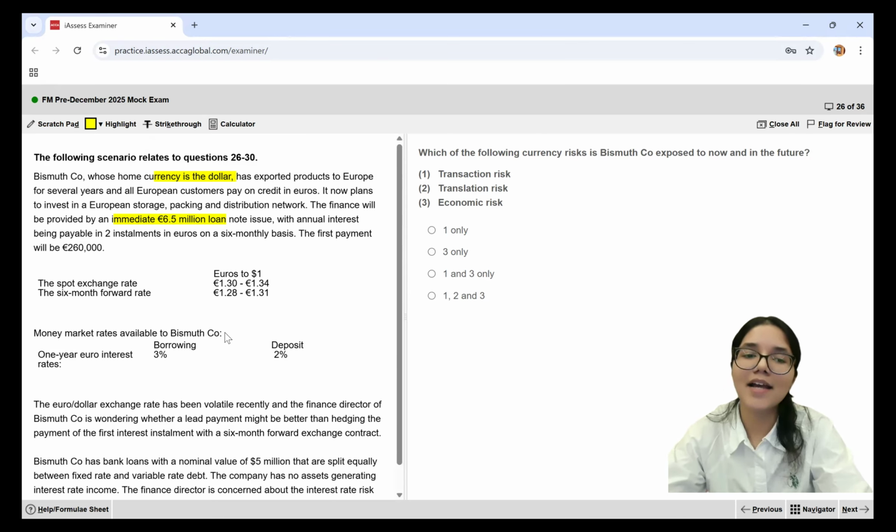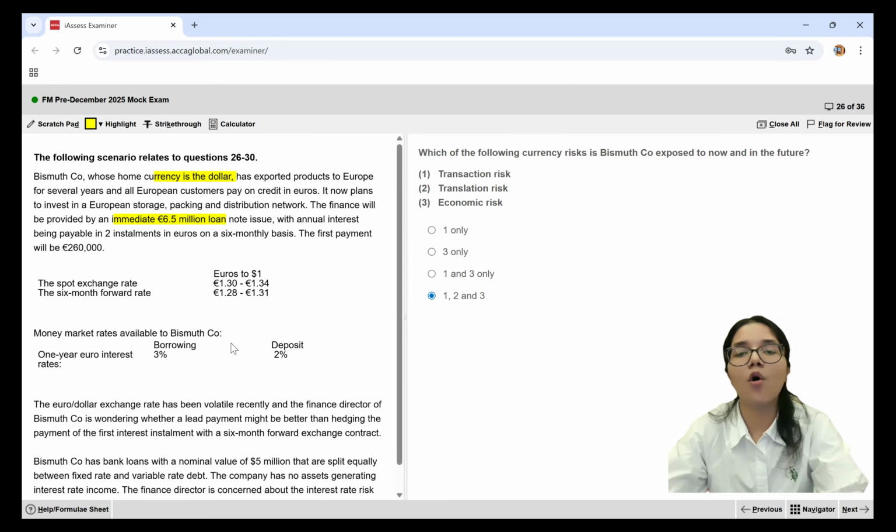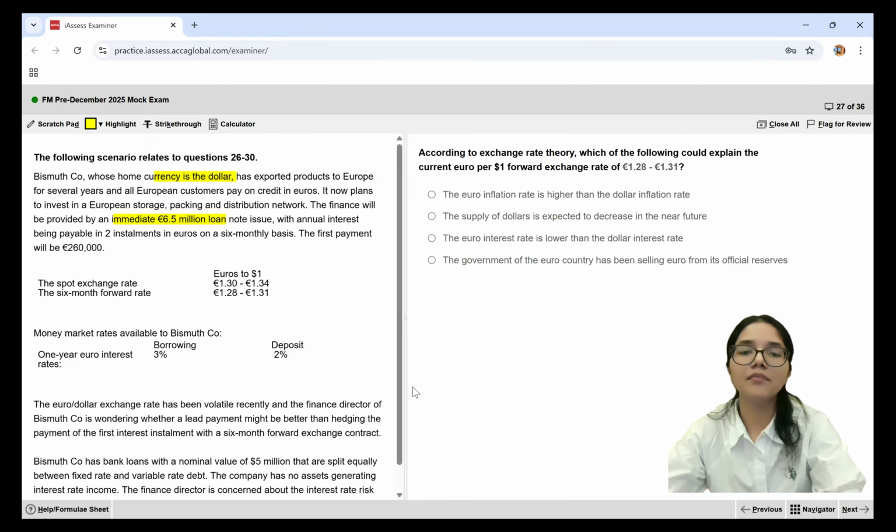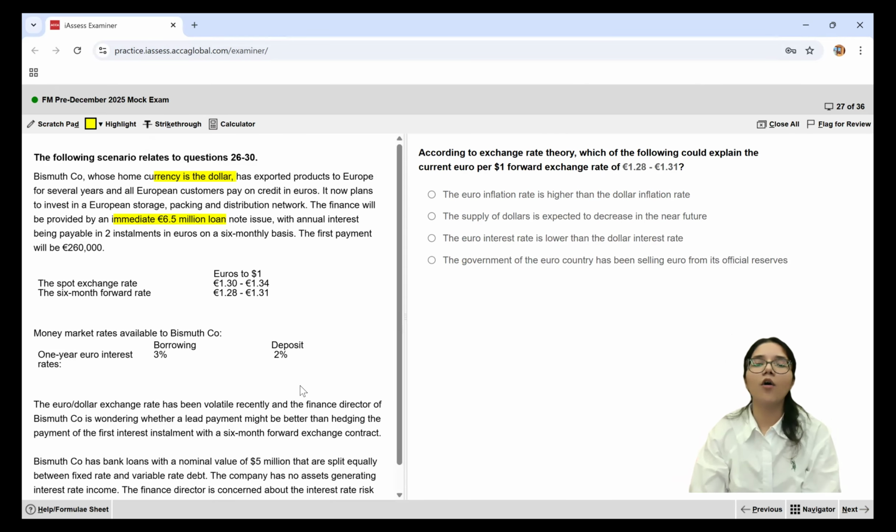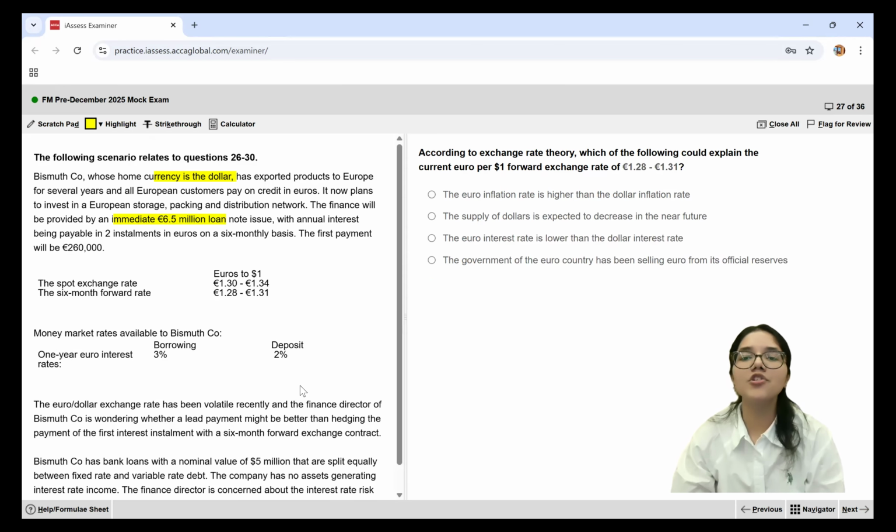Then if you talk about the transaction risk, there are different customers, European customers who pay me on credit in another currency. So there exists the risk that the rates are going to fluctuate from when I enter into a contract with my customer and when I actually receive the payment from my customer. So as Bismuth Company, I am facing all three risks: transaction, translation, as well as economic risk. Moving ahead to the second question, according to the exchange rate theory, which of the following could explain the current euro per dollar forward exchange rate of 1.28 is to 1.31?